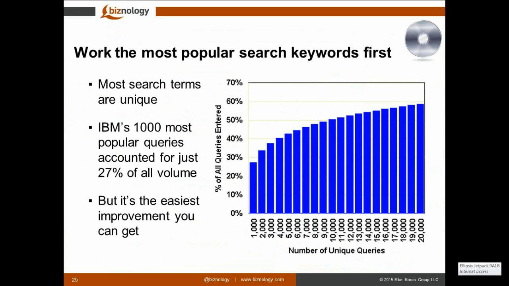So if you work the most popular keywords first, here's an example from when I worked at IBM: the top 1,000 most popular keywords were only 27% of the searches. Now, it's still the easiest improvement you can get to just go in and one by one say, what are we getting for the most important keyword? What are we getting for the second most popular? What are we getting for the third? Can we go in and make fixes to try and improve each one? You can still improve 27% of the searches.